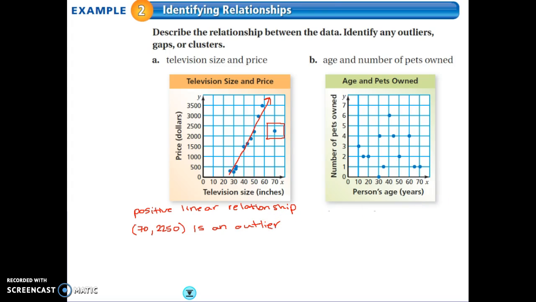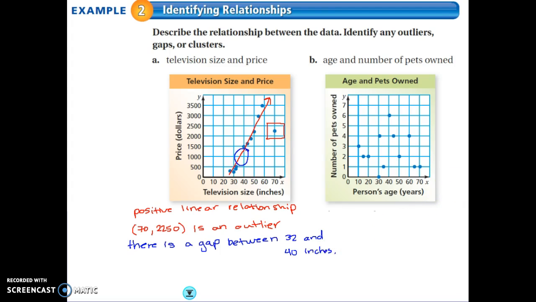Any gaps, so any spaces in my data, I would say right about here, there is a gap. And we usually talk about x-axis, so I am going to see where does my first x in this gap start. So that would be maybe about 32. And then my next dot isn't until 40. So there is a gap between 32 and 40 inches.